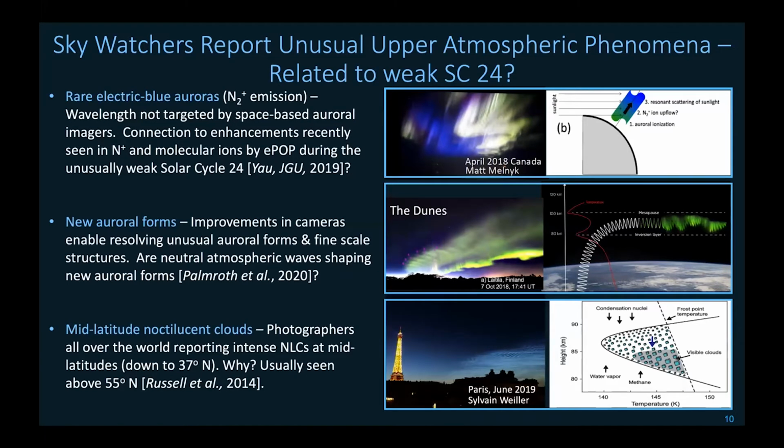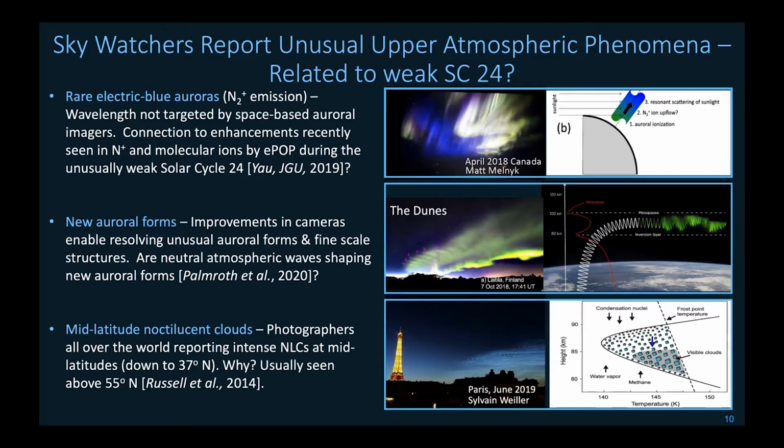Here are some interesting features that are showing up. We're getting rare electric blue auroras, which means we have molecular N2+ at high altitude in the atmosphere. And that's interesting. It just abruptly started showing up in 2015. I'll show you a few interesting observations.